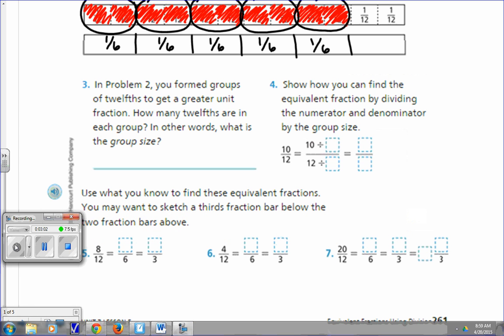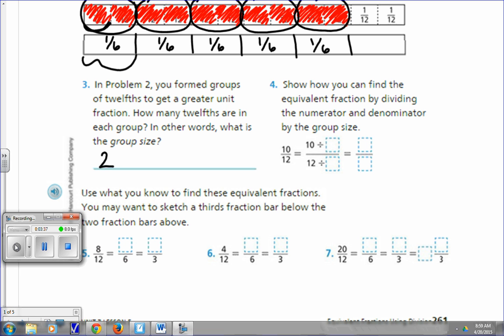In problem number 2, you formed groups of 12ths to get a greater unit fraction, because 1/6 is a unit fraction. Thumbs up if you agree. Okay. 1/6 is greater than 1/12. Thumbs up if you agree. Yes. This piece of fraction is bigger than this piece of fraction. Okay? How many 12ths are in each group? 2. Good job. 2.